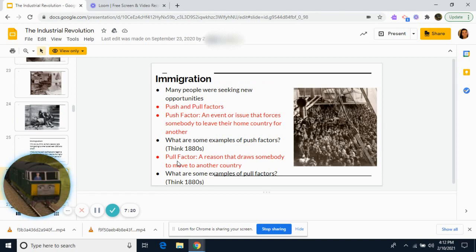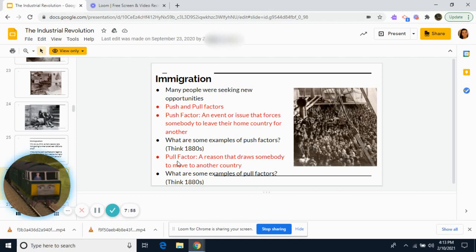Immigration: maybe people were seeking new opportunities. Push factor: an event or issue that forces somebody to leave their home country for another, like racism going on. What are some examples of push factors, thinking 1880s? Pull factor: a reason that draws somebody to move to another country.